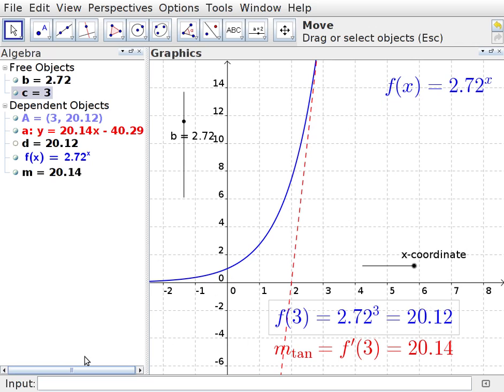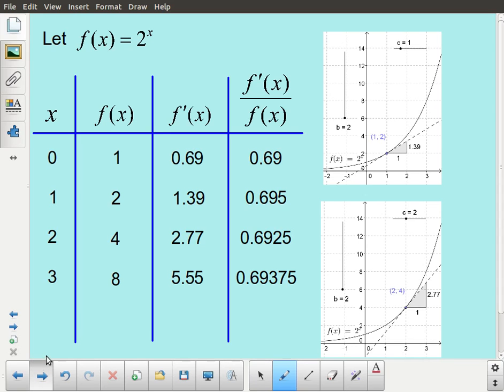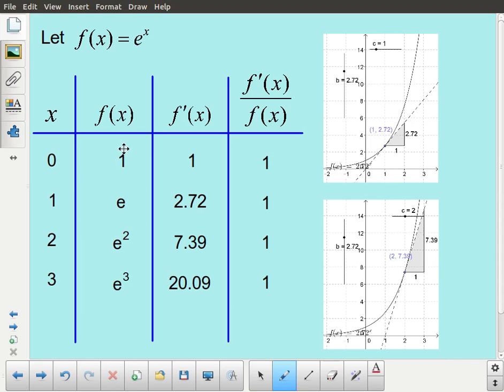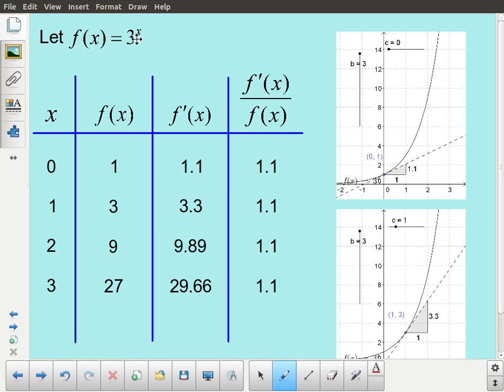So when I do the next one, and I put in e to the x, I end up with 1, because e to the 0 is 1, and then e and e squared and e cubed. These are the slopes that I got, and the ratios more or less turned out to be 1. And finally, if I let f of x be 3 to the x, I ended up with a bunch of ratios that were about 1.1. So the ratios were constant, and that's a good thing.